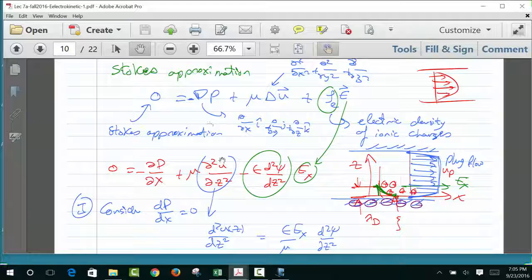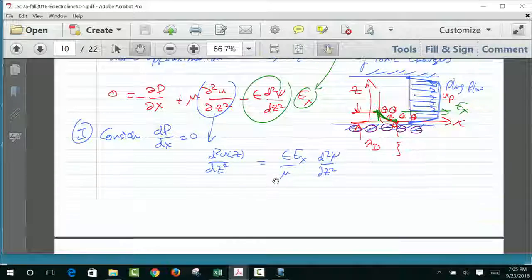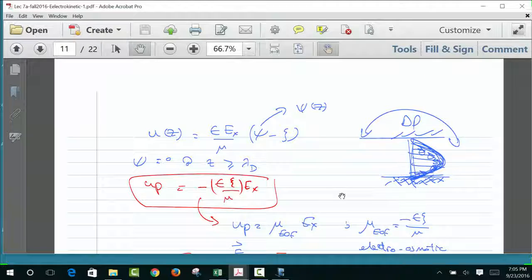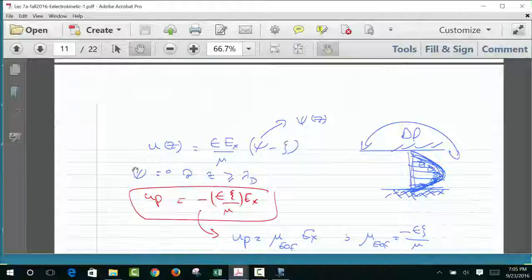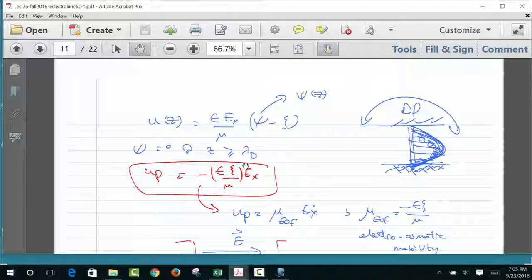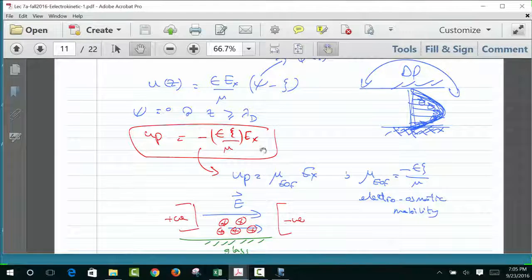So if we forget about delta P for a second, you got this equal to this. Velocity, and this is the body force from the electric field. So simply integrating it and applying the boundary conditions, epsilon is 0 when you go above the Debye length, and zeta potential in the middle. This is the velocity because of the electric field.